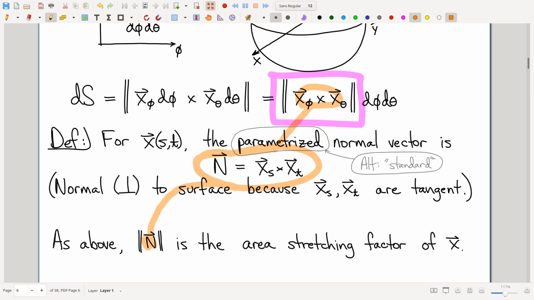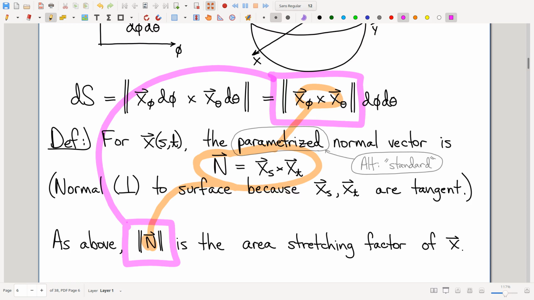So that allows me then to rewrite the formula for the stretching factor. I suppose I could call it the magnitude of the cross product of x_s and x_t, or x_u and x_theta, whatever your two partials are. It's just very convenient and compact to call it the magnitude of capital N. Very handy notation. We're going to be using that a lot. So make sure to remember henceforth that when I write down capital N, this is what I mean.